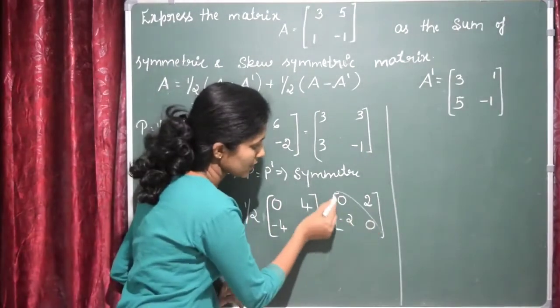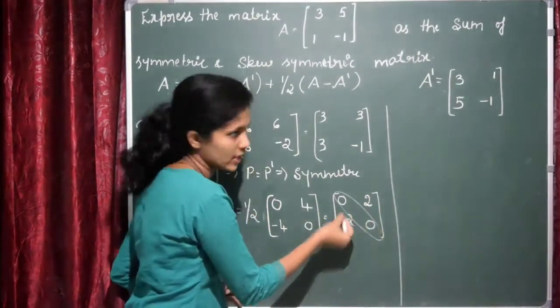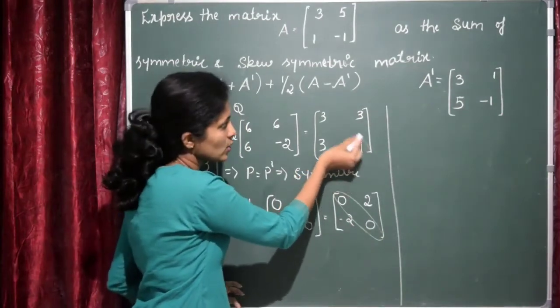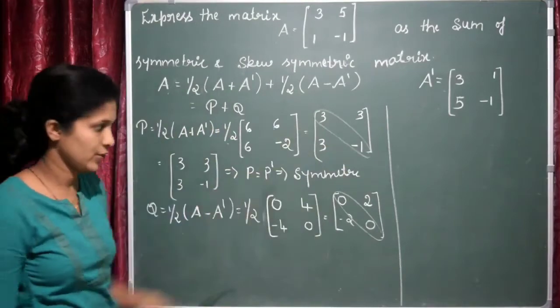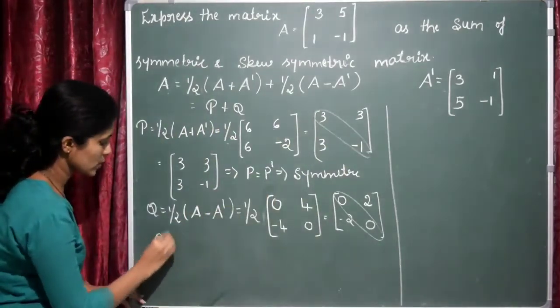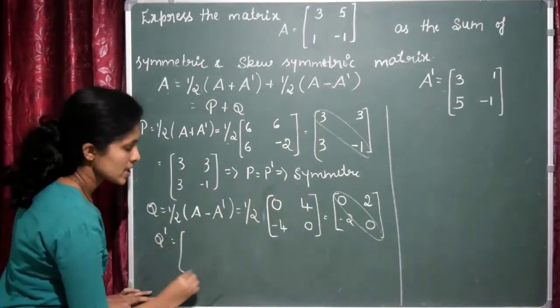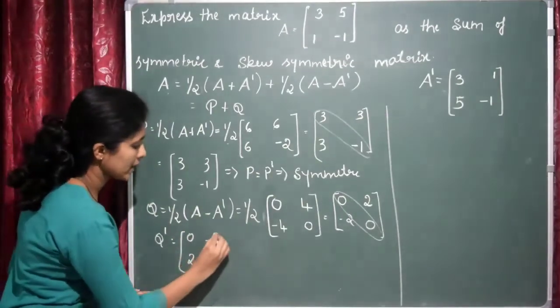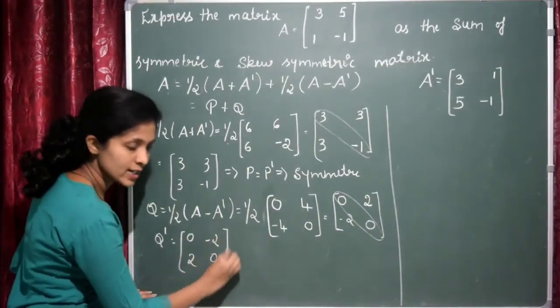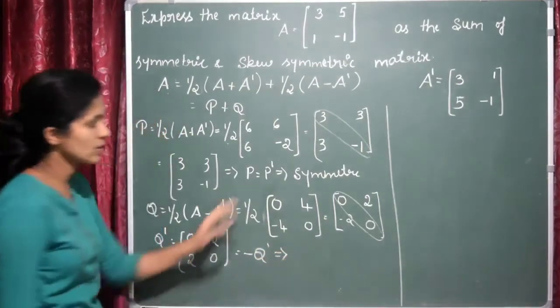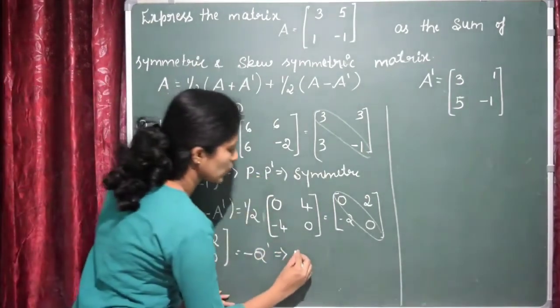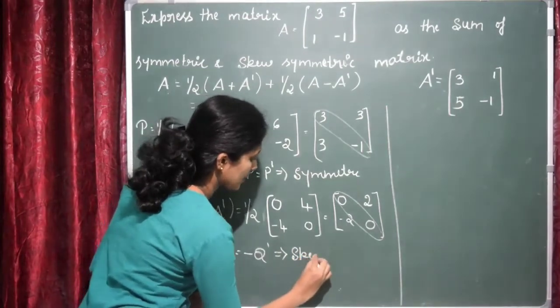So this is now 0, 2, and here the negative is 0. Here this is symmetric, right? So minus 1 and 3, this is a diagonal, 3 is equal to 3. So it is symmetric. If you want, you can find the transpose of this. The transpose will be 0 and 2, minus 2 and 0, right? So this is equal to minus Q dash. So this is now clear. So the matrix P is symmetric and Q will be skew symmetric.